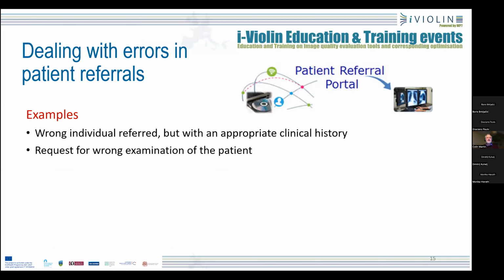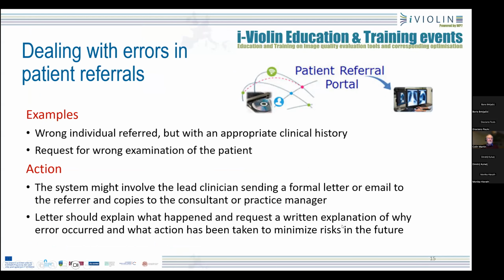I mentioned the errors in patient referrals, where you've got the wrong individual referred, but with an appropriate clinical history, or a request for the wrong examination. So it's not within the department. You've got to reach out to the referrer. So the system might involve the lead clinician sending a formal letter or email to the referrer and copies to the consultant or practice manager, but not just a passive thing. The letter should explain what happened, but then request a written explanation of why the error occurred and what actions have been taken to minimize those risks in the future.